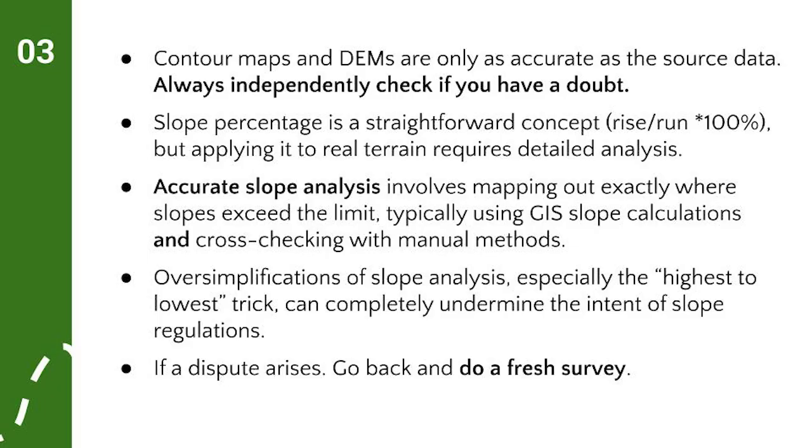Accurate slope analysis is mapping out exactly where slopes exceed the limits, typically using GIS and cross-checking with manual sectional methods. Oversimplifications of slopes, especially the highest to lowest trick, can completely undermine the intent of slope regulations. And if a dispute arises, go back and do an independent, fresh survey.